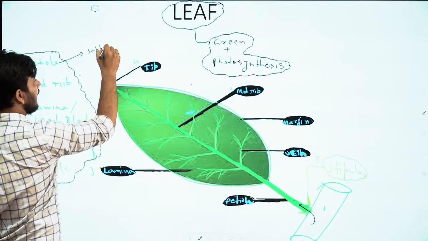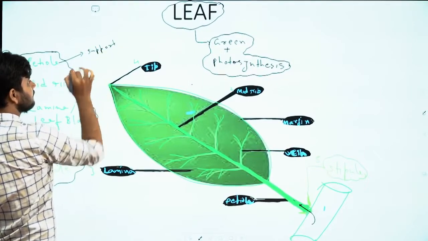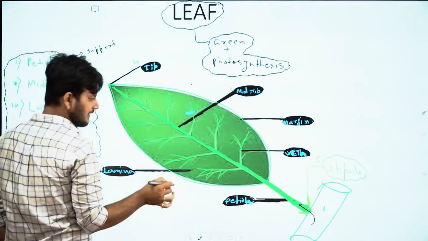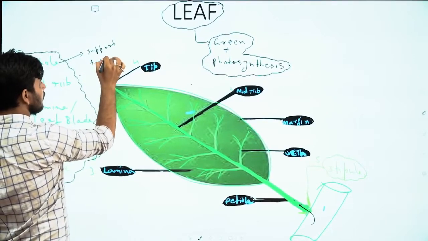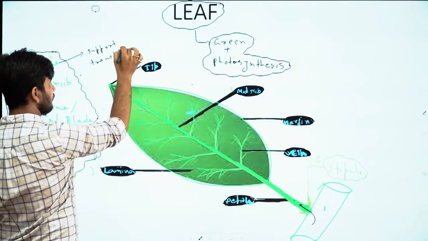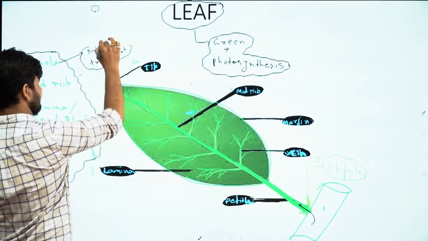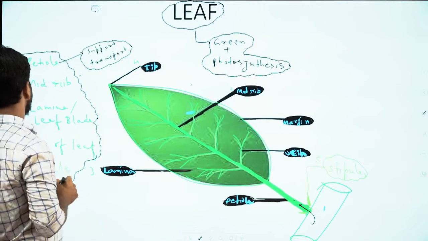And the petiole is also for transport through the vascular bundle. This is the characteristic feature of the petiole.